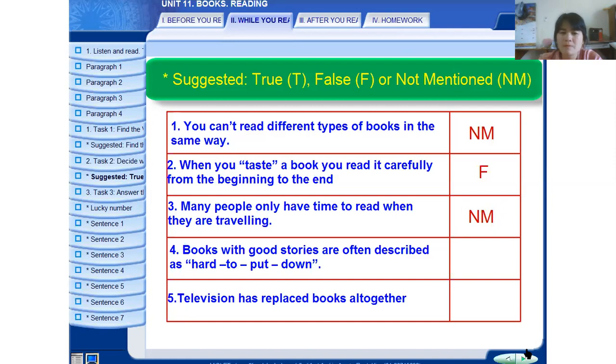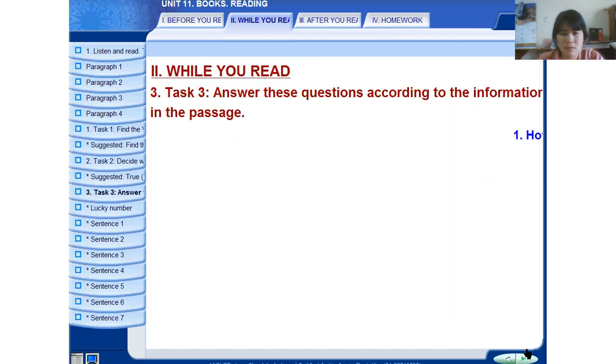Number 4 is true. And number 5, replace. Remember in the written text they wrote that television has not killed, so they use the word replace. They have the opposite meaning. Yes, it has an opposite meaning. It's false.